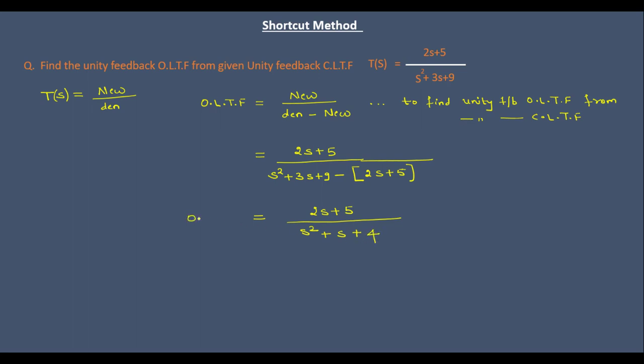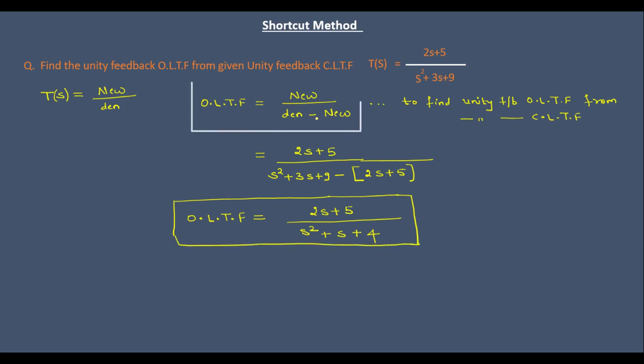So the unity feedback open loop transfer function is nothing but 2s plus 5 upon s square plus s plus 4. You can see this is the same answer you got using method 1. So by a simple formula, you can convert a closed loop transfer function to an open loop transfer function within a few seconds. Now let us convert an open loop transfer function to a closed loop transfer function with this shortcut method.